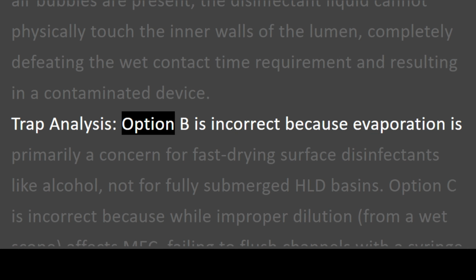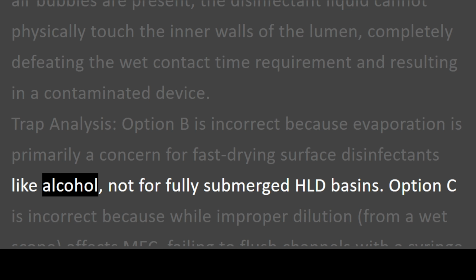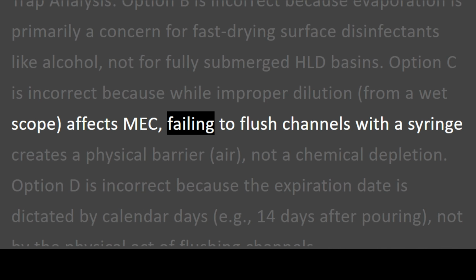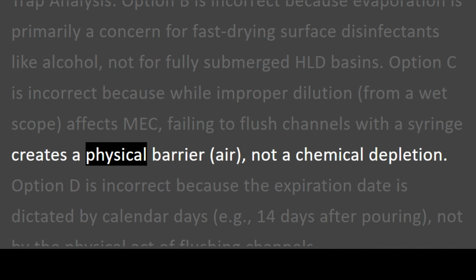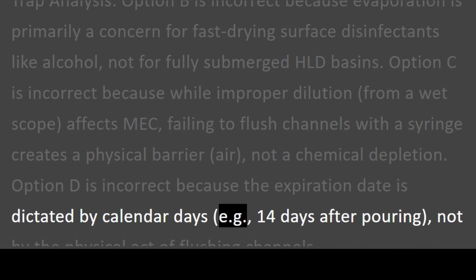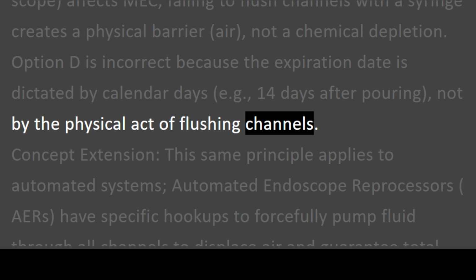Trap analysis. Option B is incorrect because evaporation is primarily a concern for fast-drying surface disinfectants like alcohol, not for fully submerged HLD basins. Option C is incorrect because while improper dilution, from a wet scope, affects MEC, failing to flush channels with a syringe creates a physical barrier, air, not a chemical depletion. Option D is incorrect because the expiration date is dictated by calendar days, e.g., 14 days after pouring, not by the physical act of flushing channels.